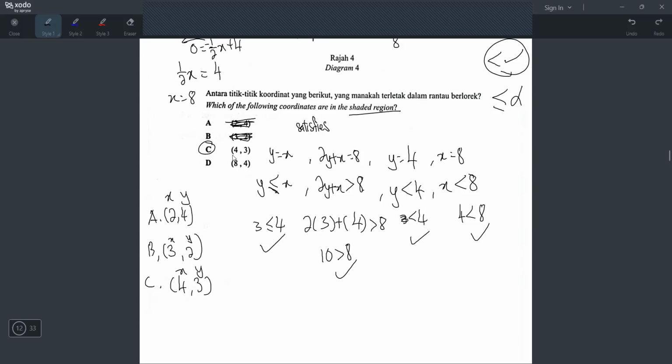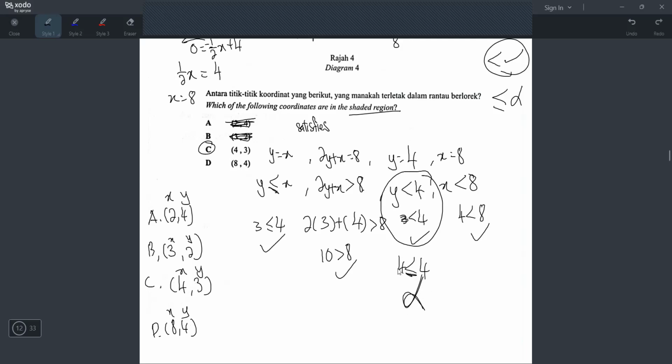Then what about D? D no need to try later, but let's try it anyway. So 8, 4, right? We all know this is wrong. You know why? Because look at the third inequality. The third inequality says y has to be smaller than 4. So look at the y coordinate now. The y coordinate for D is 4. So is 4 smaller than 4? No, this is a false statement.